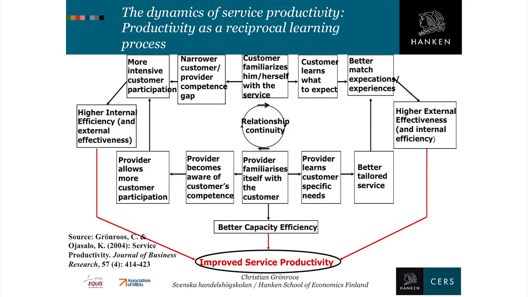And when we go to the right here, in the firm-driven processes, when the provider knows more about the customer, the provider learns about the customer's specific needs, expectations and wishes, and knows the basic processes behind the needs. And this means better tailored service. We can more accurately take care of the customer, which of course improves service quality, that is, leads to higher external effectiveness. And this will at the same time have the effect that the firm can do this more efficiently, so we will get higher internal efficiency as well.